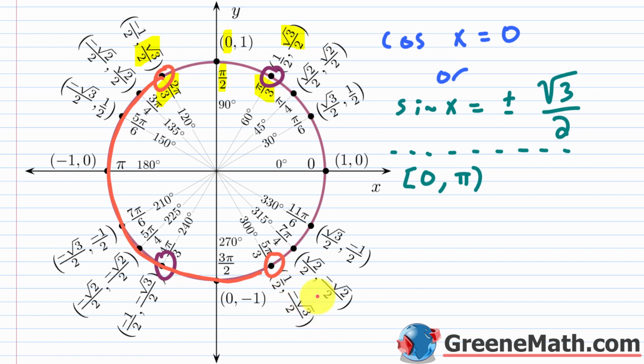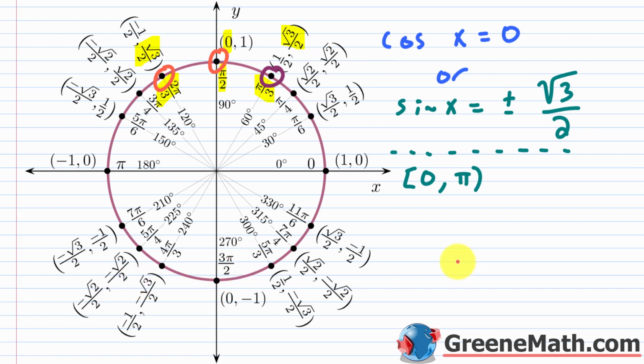Again, this is negative square root of 3 over 2. This is positive square root of 3 over 2. But again, we want either positive or negative square root of 3 over 2. So we're good to go there. Then this one right here and this one right here, again, every pi. You can see your cosine value is 0 there as well. So add pi, add pi, add pi. You keep getting to solutions.